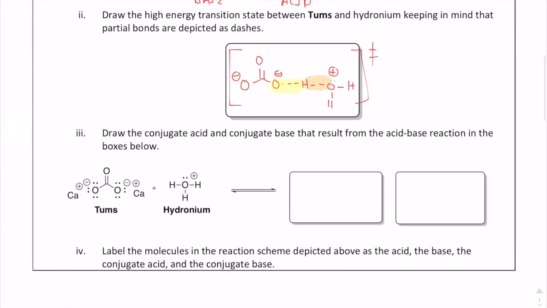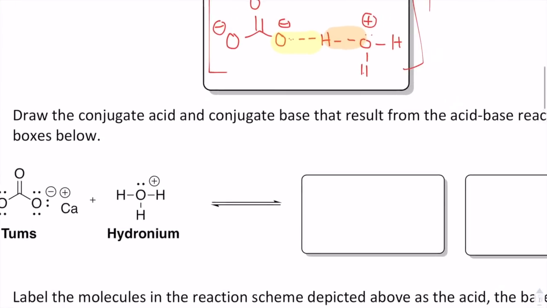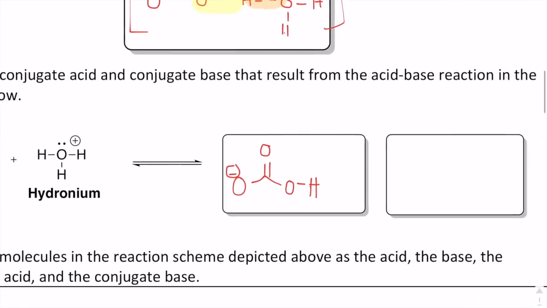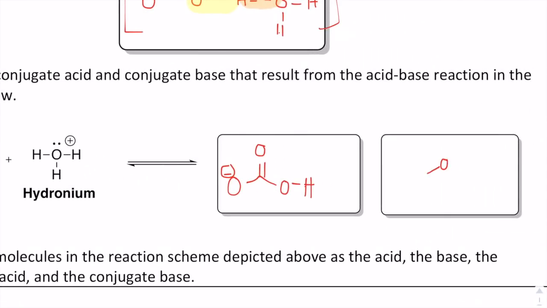Next, draw the conjugate acid and conjugate base that result from the acid-base reaction in the boxes below. Okay, so that's pretty easy. So we know that Tums is going to gain a proton, so it doesn't matter which side you pick. So we can do something like that. Okay, so that is one of the structures. And then the other one was that hydronium lost a proton, so all we are left with is water.